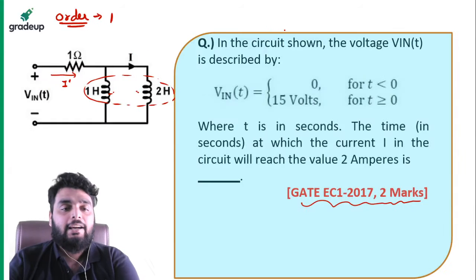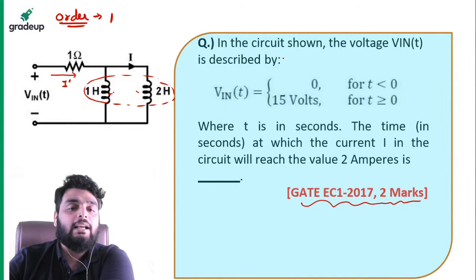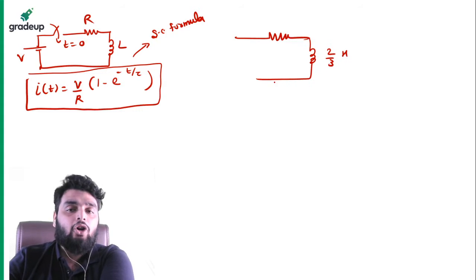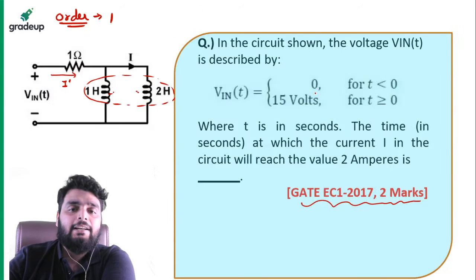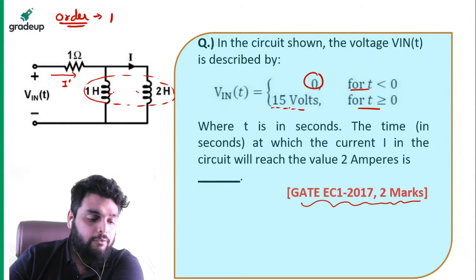What is the equivalent diagram? I will combine these two inductors. The parallel combination of these two inductors gives me 2 by 3 Henry. And here I have a voltage source such that at t less than 0, it is 0, and at t greater than 0, it is 15 volt.